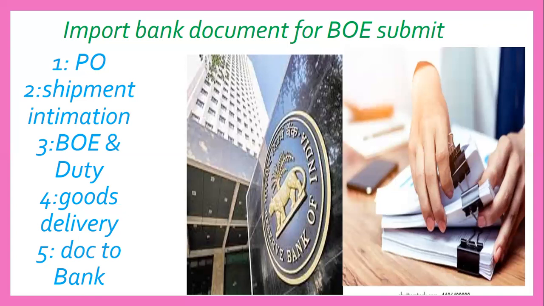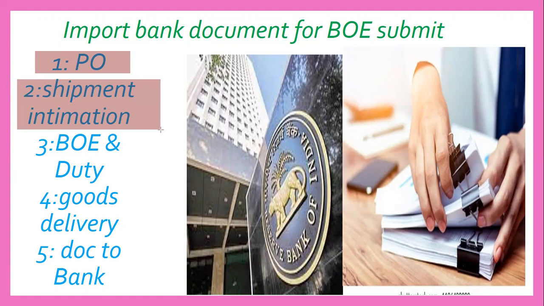Once we prepare the purchase order, our supplier will dispatch the goods from the origin country. Okay, so he sends the pre-intimation document. Supplier sends the pre-intimation document. Okay, so in this case, what will he do?